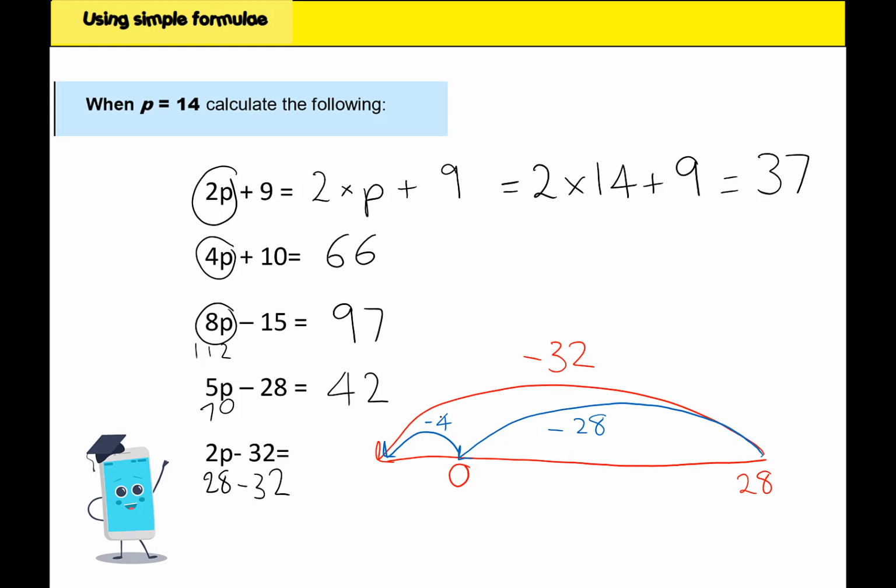If 28 took me back to 0, from 0 I'm taking away 4. So I'm going to get to -4. My answer is -4. Okay, these number sentences of algebra, the answers can be negative as well as positive numbers. If you need to watch the video back again, do so. Otherwise, give it a go on your worksheet.